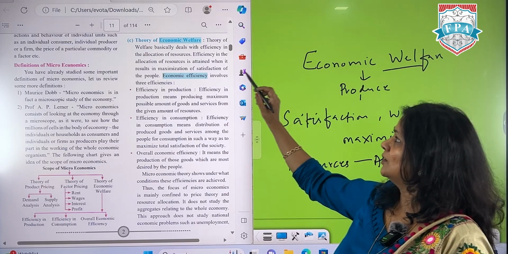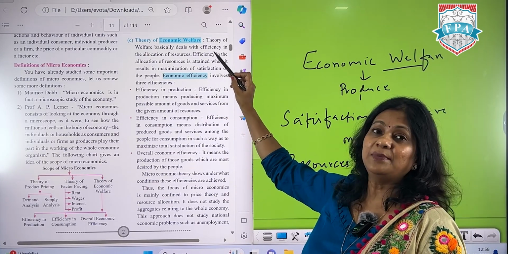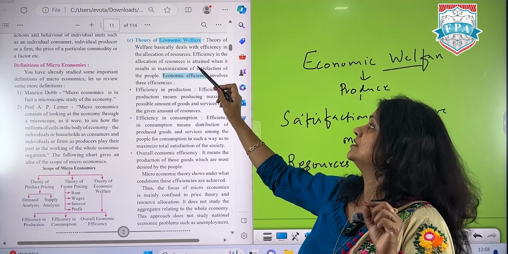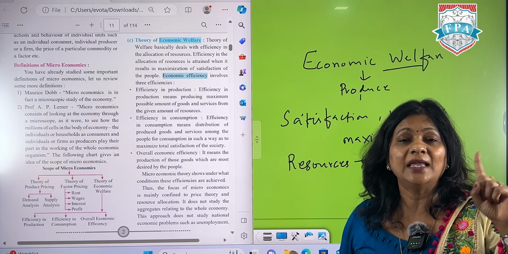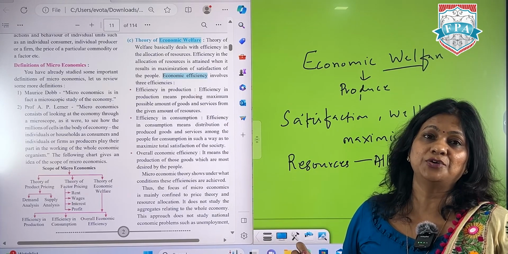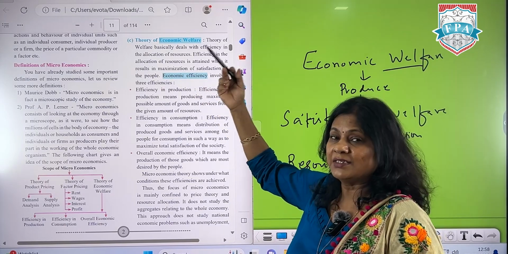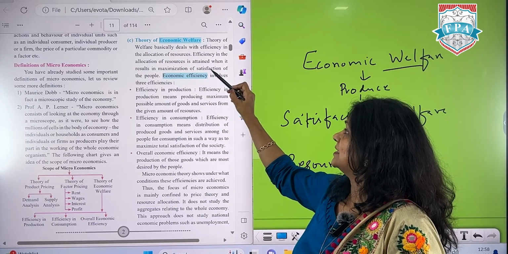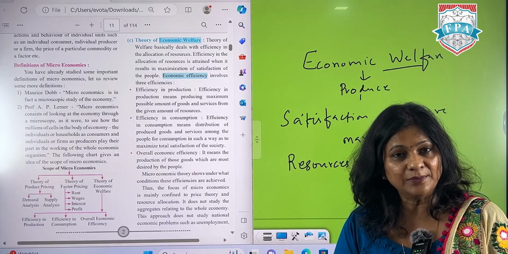That is why, when we say economic welfare, please remember this: economic welfare means allocation and efficiency of resources. Allocation and efficiency, AE, of resources for the purpose, and what does it result in? In the maximization of satisfaction of people. I hope I am clear.